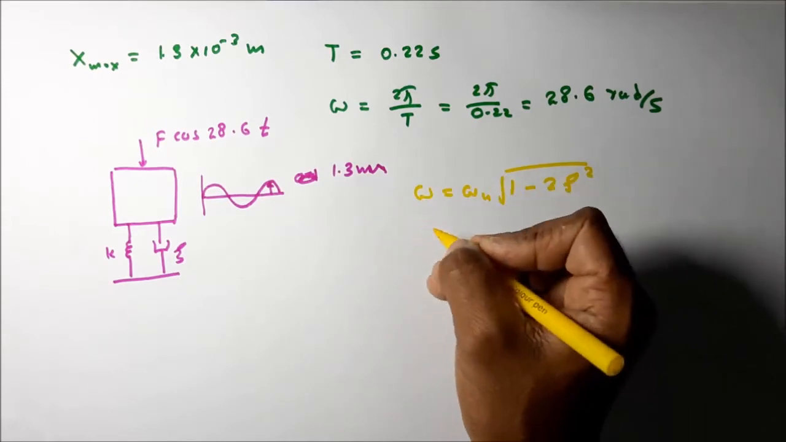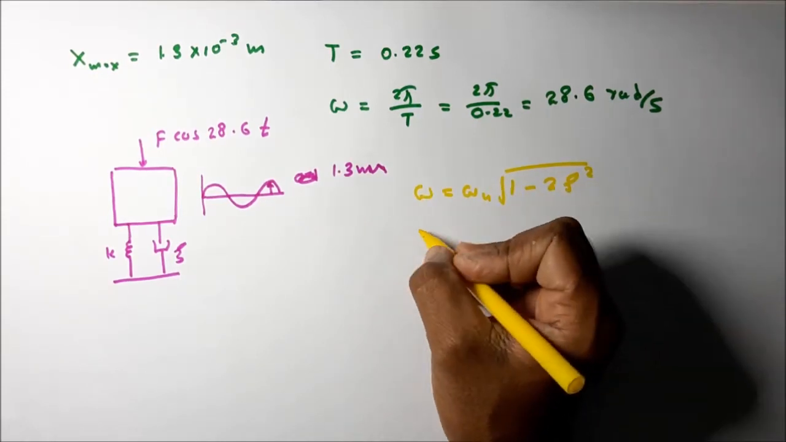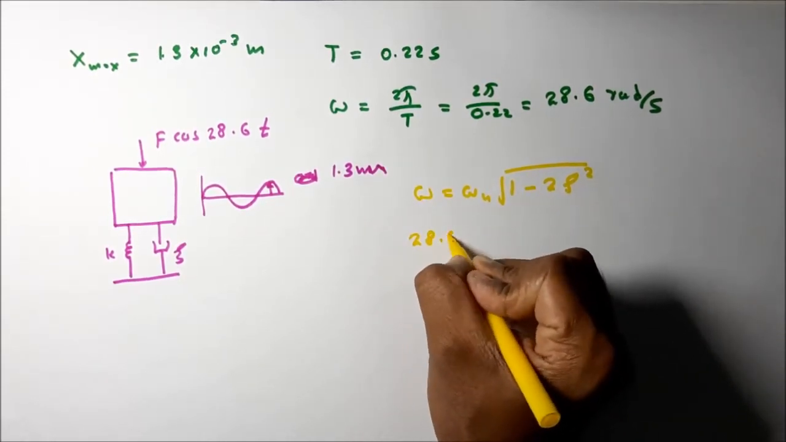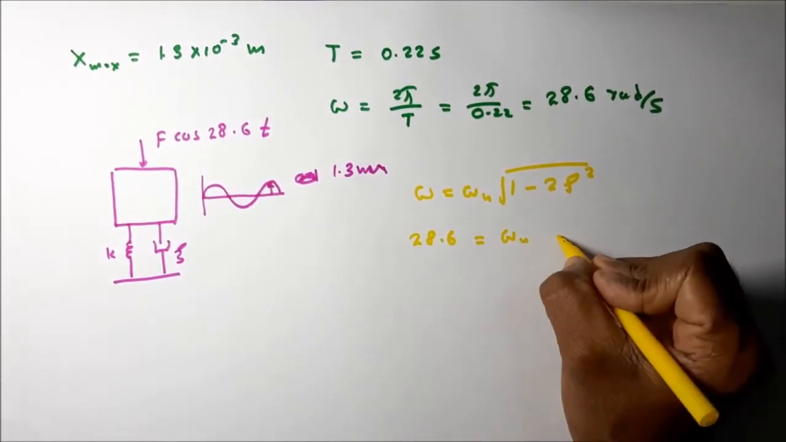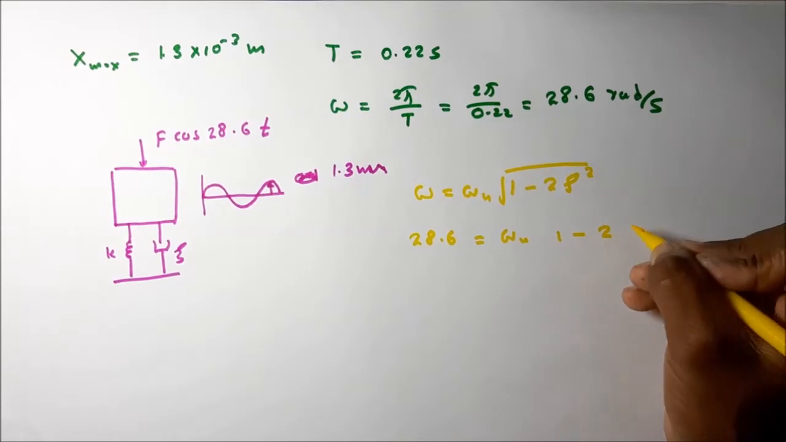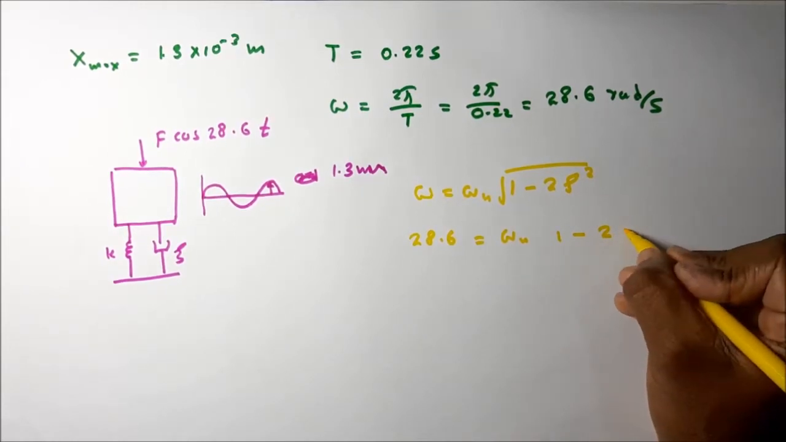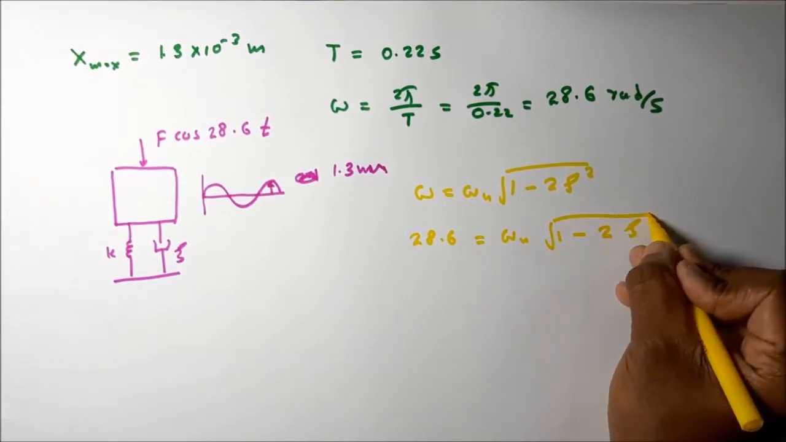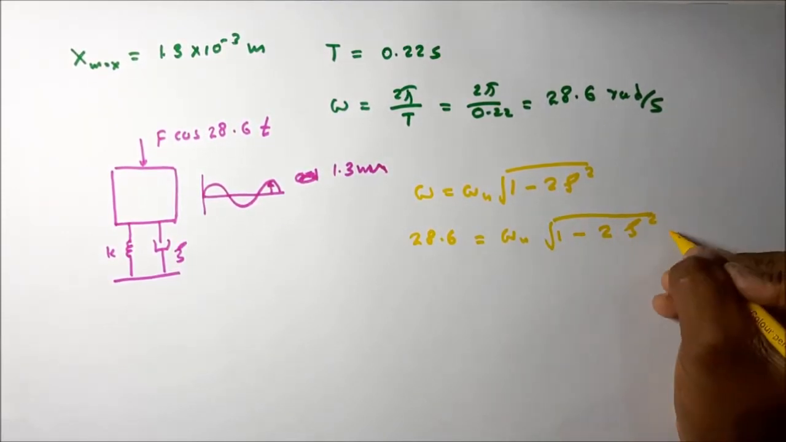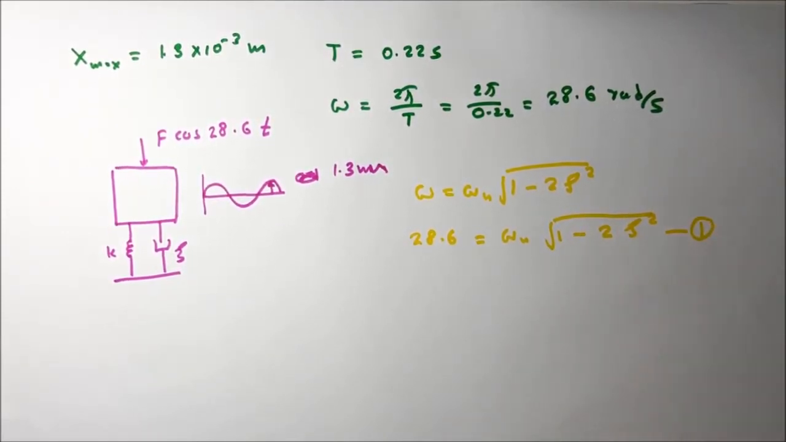At the same time, let me substitute these values. 28.6 is equal to omega n square root of 1 minus 2 theta square, where theta is unknown. Let me take this equation as equation 1.